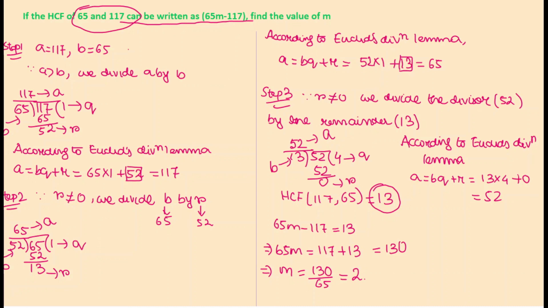Okay. So this is how we solve the sums, that is, finding out HCF using Euclid's division algorithm. This is all about Euclid's division algorithm. I hope that you have understood the concepts that I have tried to explain to you.